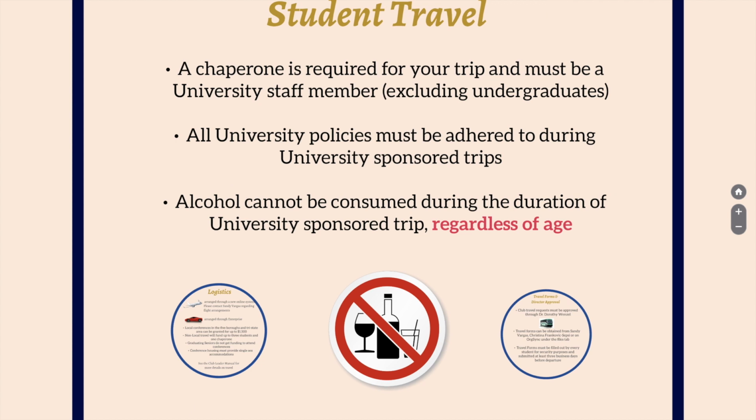Student travel. A chaperone is required for your trip and must be a university staff member, excluding undergraduate students who are university staff members. All university policies must be adhered to during university-sponsored trips. Alcohol cannot be consumed during the duration of a university-sponsored trip, regardless of the age of the student.